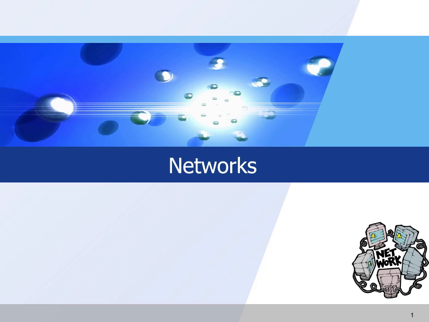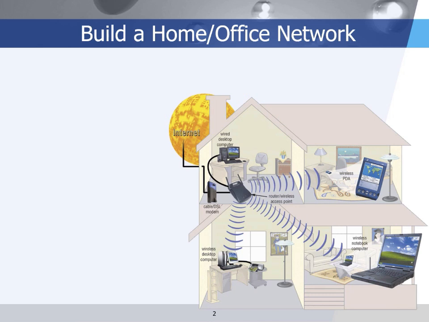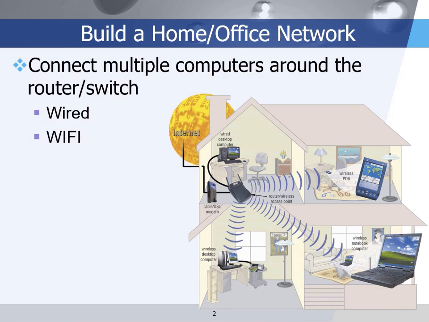Hi, in this video we're going to introduce some computer network devices. So how could you build a home or office network? First of all, you need some devices and you also need some service providers. You can choose to build a wired connection network or wireless network. Of course, nowadays most of us choose to use Wi-Fi, which is the wireless network.